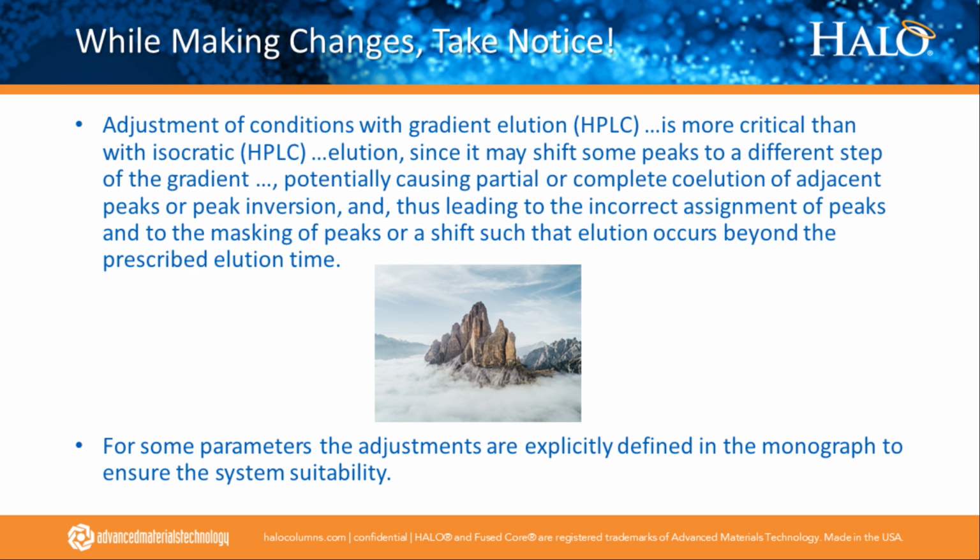So really what they're saying is just be aware that when you're making these changes to gradient methods, you could potentially change the elution order of the peaks. So you just have to be aware of that and make sure it doesn't happen. For some parameters, the adjustments are explicitly defined in the monograph to ensure the system's suitability. In terms of dwell volumes, not all of the monographs list the dwell volumes. So that's one thing that you do also need to be aware of.